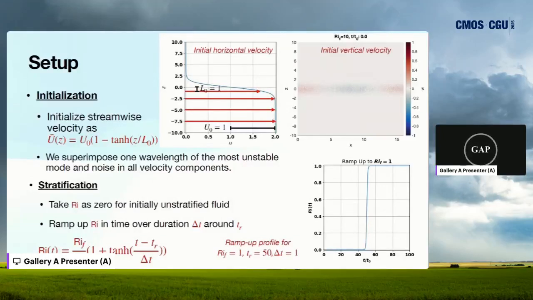We do this by the equation on the screen, where we use, again, a hyperbolic tangent profile, where we ramp up the Richardson number over time to some Richardson final, over a duration delta t around a time tr. This is shown for a Richardson final of 1, tr equals 50, and delta t equals 1, where you can see that we go from 0 to the Richardson number that we want very quickly in time.